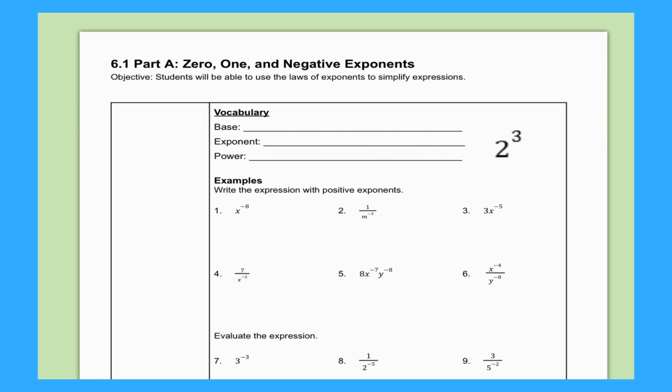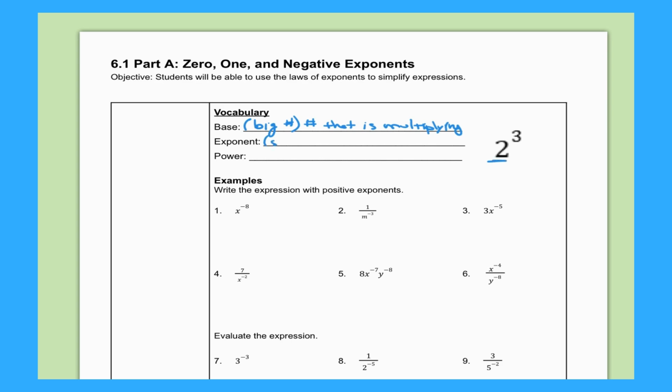We're going to start by going over our vocabulary so that as we're going through the lesson, when we use these words, we know what we're talking about. So the base is the number that's being multiplied, or let's say, the big number. It's a number that gets multiplied. So then the base here would be the 2.